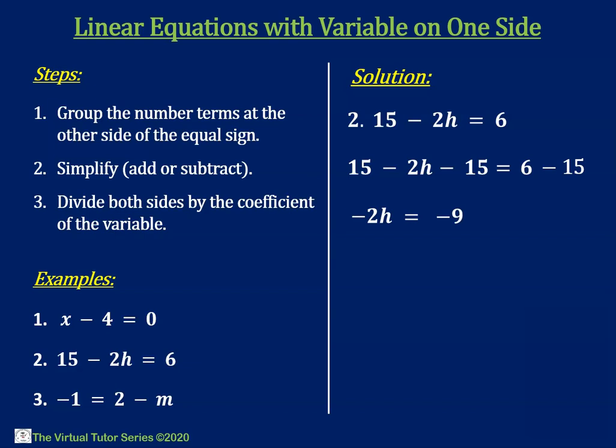Now, let's divide both sides by the coefficient of h. The coefficient of h is -2. So on the left-hand side, we have -2h divided by -2. And on the right-hand side, we have -9 divided by -2.